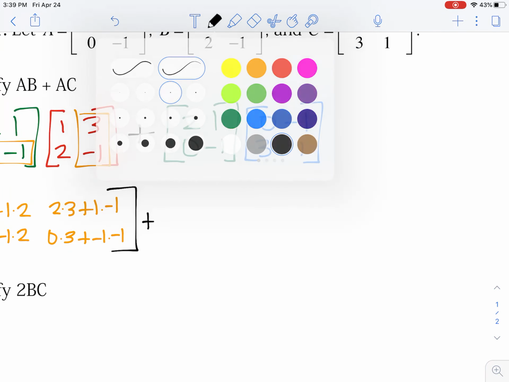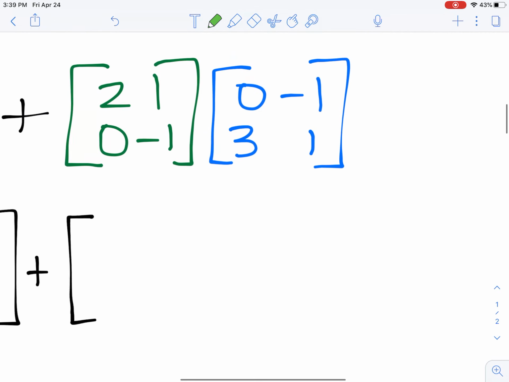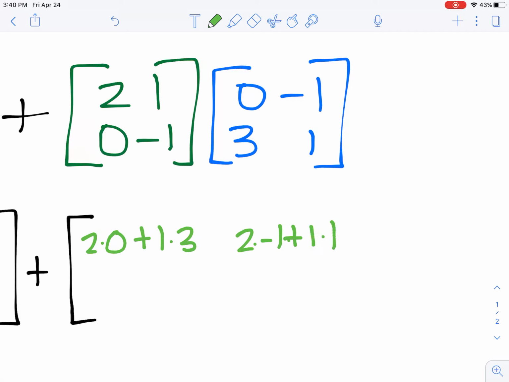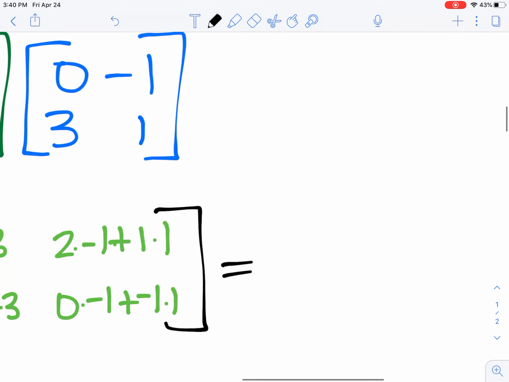All right, so let's do it for the second one. I'm going to kind of condense it down a little bit as far as what I say out loud, just to kind of make sure these notes go at a pretty decent pace. So here we should get 2 times 0 plus 1 times 3, then 2 times the negative 1 plus 1 times 1. Then we have 0 times 0 plus negative 1 times 3, and 0 times the negative 1 plus negative 1 times 1. All right, so there's our multiplication.